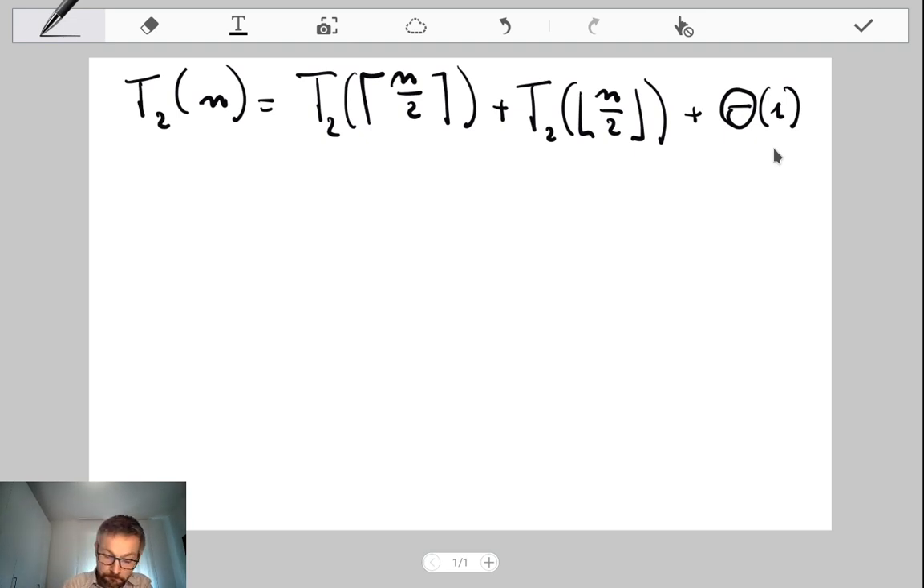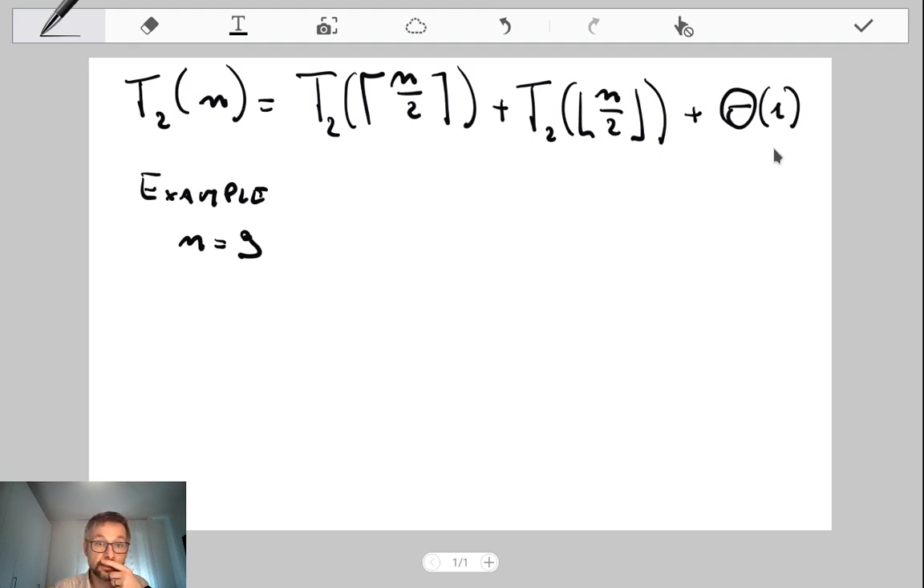Now, let me try to solve it by using the recursion tree. To do it, first of all, let me try to understand what's going on. Let's assume we are dealing with, for example, n equal to 9, and let's try to understand what's going on here.